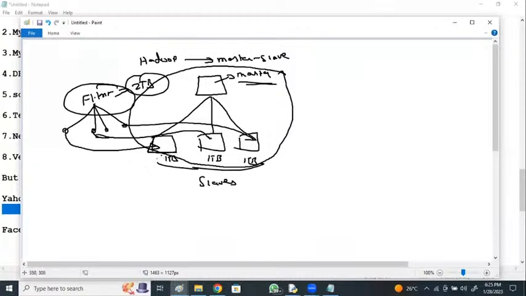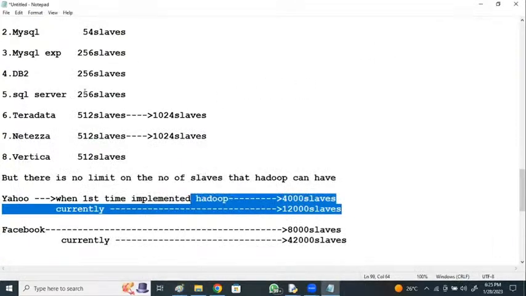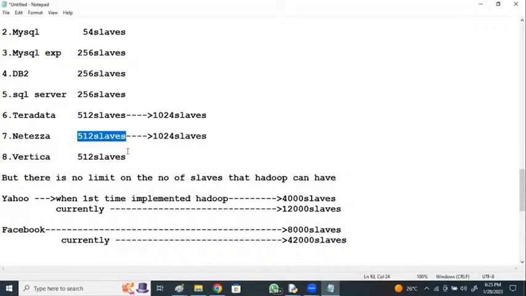So these are the systems. Hadoop has horizontally unlimited number of slaves. Horizontally, you can keep on adding systems or slaves, right? Slaves means systems. We can have any number of systems. There is no limit. But for databases, there is a limit. How many systems can be added?